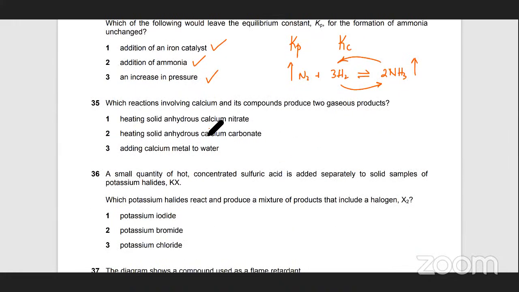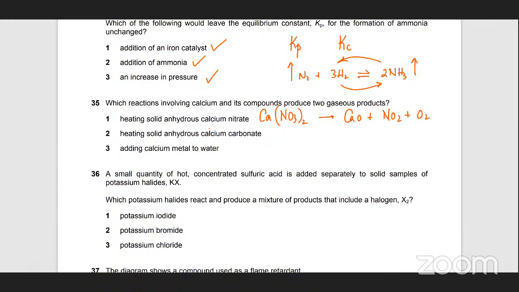Next, which reaction involving calcium and its compounds produces two gaseous products? So first thing, what is going to be produced when calcium nitrate is heated and decomposes? I think nitrogen dioxide and oxygen. So two gases are going to be produced. So it's going to be CaO plus NO2 plus O2.